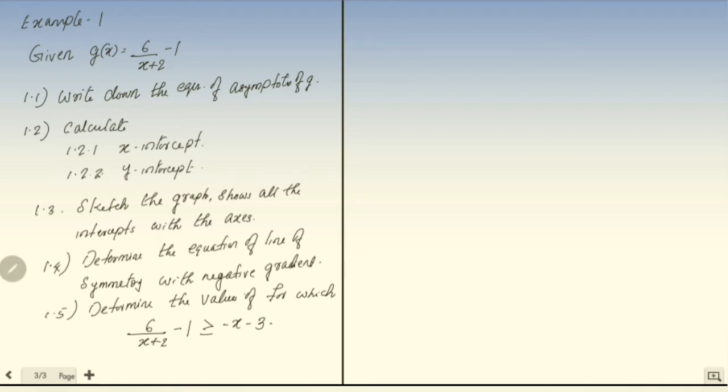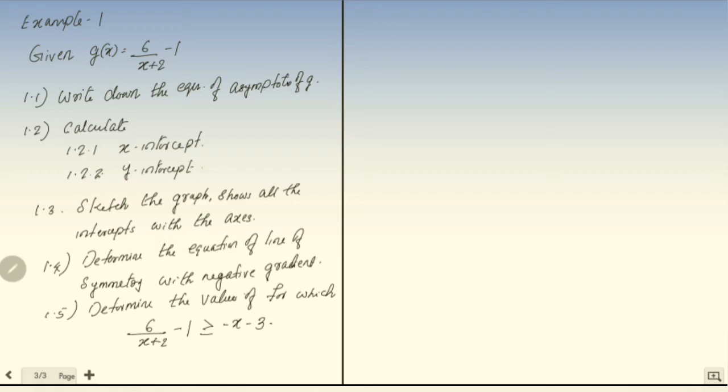Okay, now look at this example. Given g of x is equal to 6 over x plus 2, minus 1. You know, when you see an equation like this, you need to know this is the equation of a hyperbola. How do you know that? The x value is there in the denominator. Any graph with x in the denominator like this is the equation of a hyperbola. Write down the equation of the asymptotes of g. It's a very simple question, and this question normally carries 2 marks.